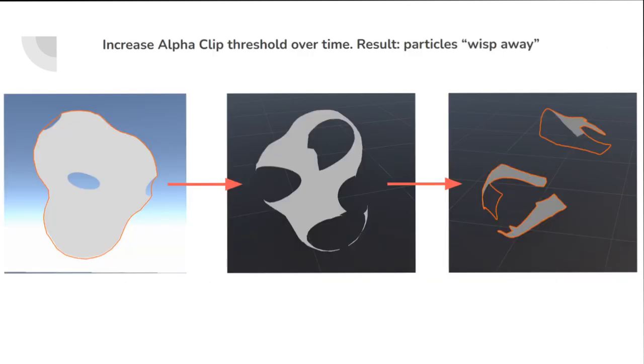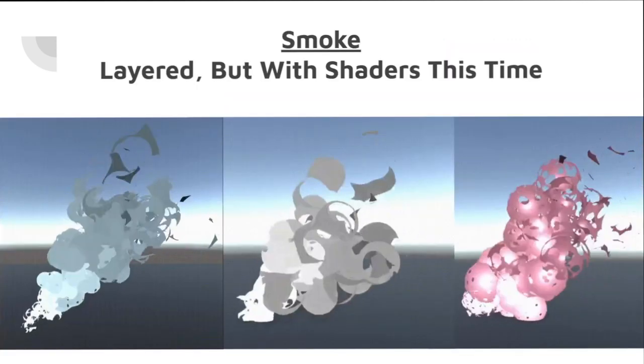From there, we just cause the alpha clip threshold to change over time in the VFX graph, and that results in this. The solid mesh of the particle dissolves, creating this wispy kind of effect, and then a bunch of these particles wisping away together is what gets you this.